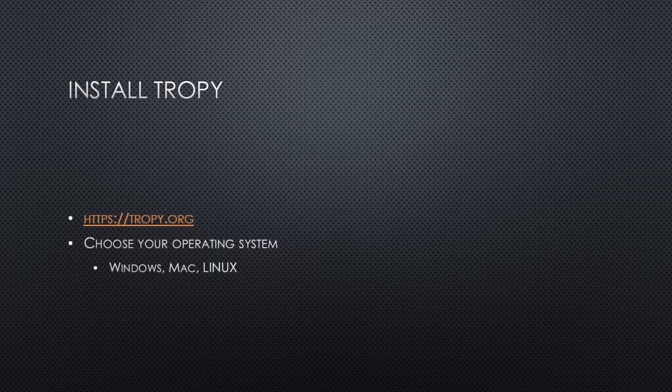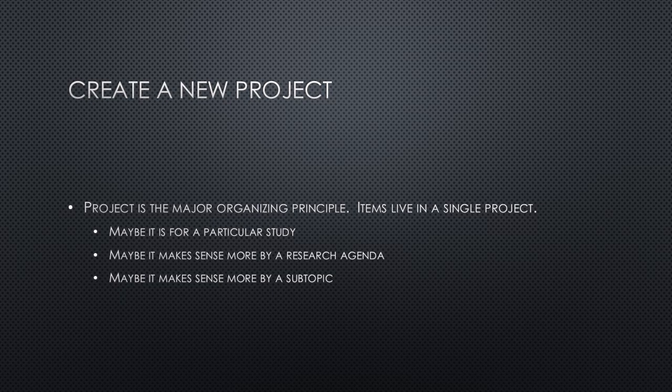So to install Tropy, you go to the Tropy URL, tropy.org, and then from there you choose your operating system. And Tropy works with Windows, Mac, or Linux. Once you have downloaded the software, you will need to create a new project. A project is the major organizing principle in Tropy, and items live in a single project. So you want to be thinking carefully about how you frame your project.